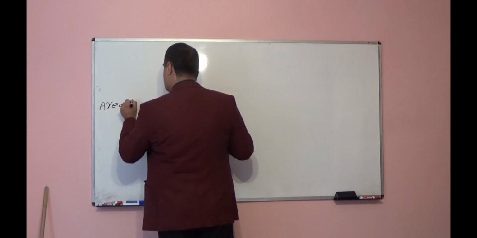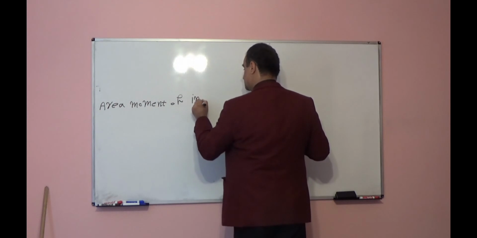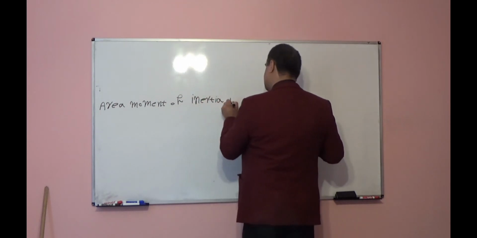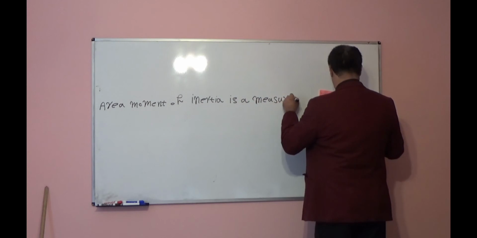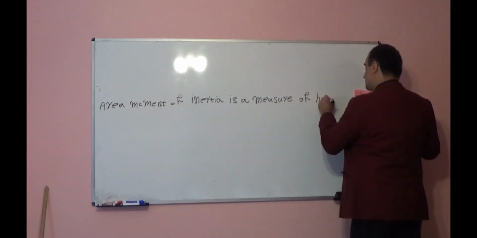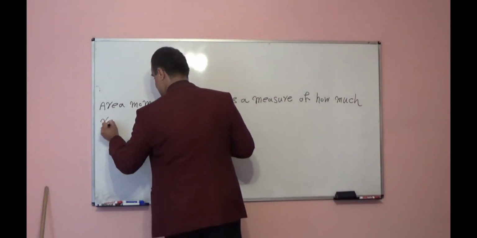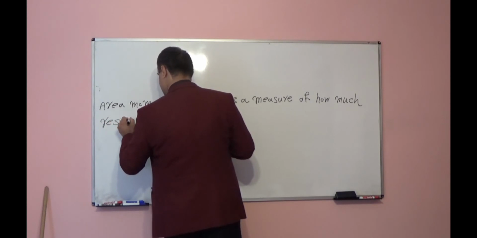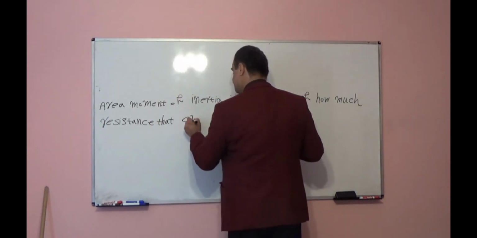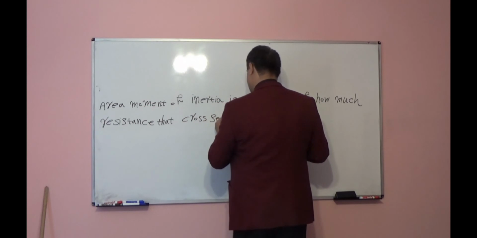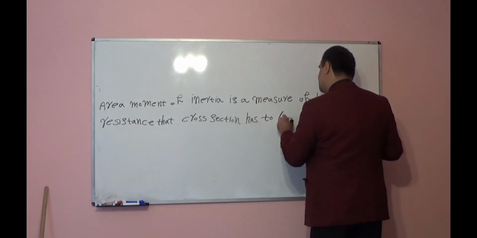Area moment of inertia is a measure of how much resistance that cross section has to bending.